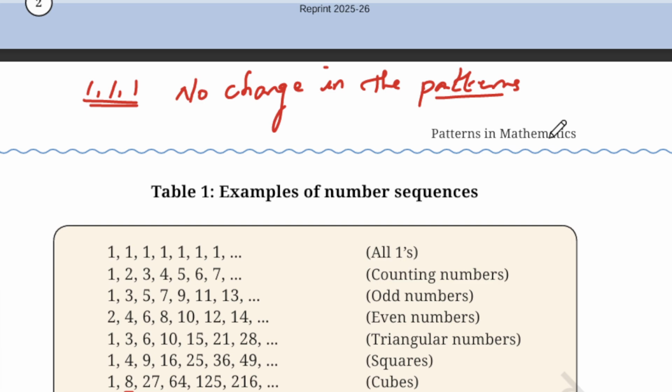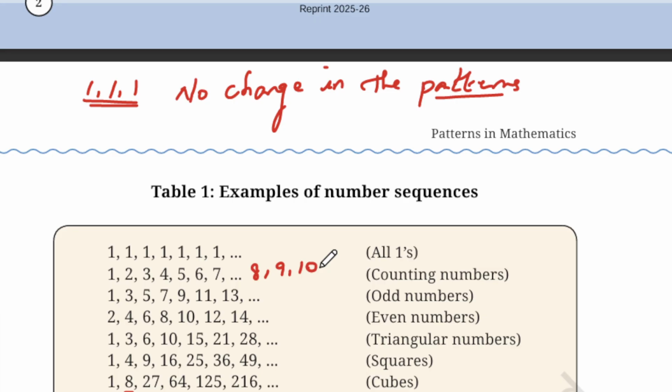Alright, next one. We have 1, 2, 3, 4, 5, 6 and 7. The next 3 numbers are 8, 9 and 10. What is the rule here? Add 1 each time. So each number is 1 more than the previous number.